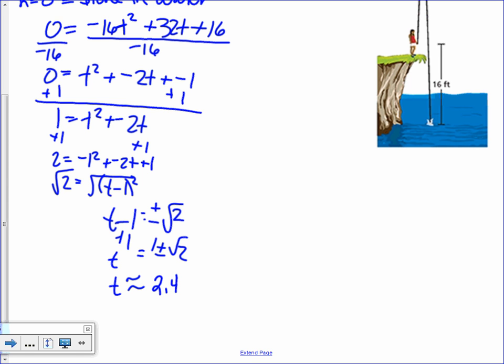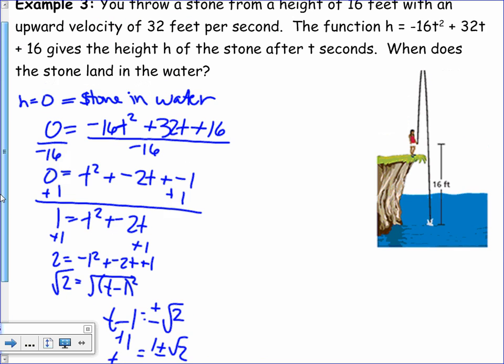Okay, so t is approximately, when we add the square root of 2, going to be 2.4 seconds. And it could also be, when we subtract it, negative 0.4. Well, we know time is not going to be negative, so we don't have to worry about that one. So it will hit the water approximately 2.4 seconds after we throw it.